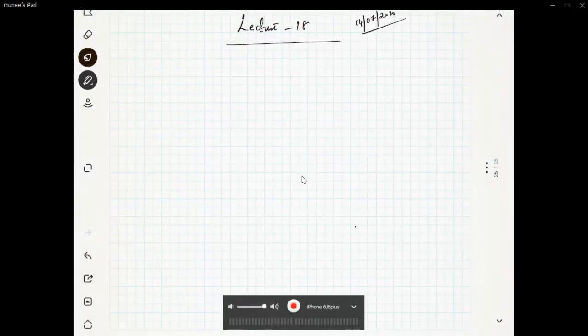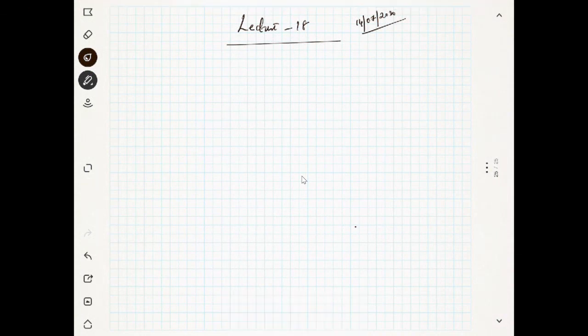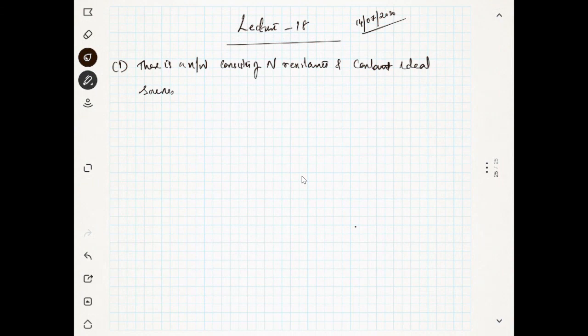So we were discussing Thevenin's and Norton's theorem. So we will start with the problem today. There is a network which consists of n resistances and constant ideal sources. So there is a network with a lot of resistors, and there are some independent sources.